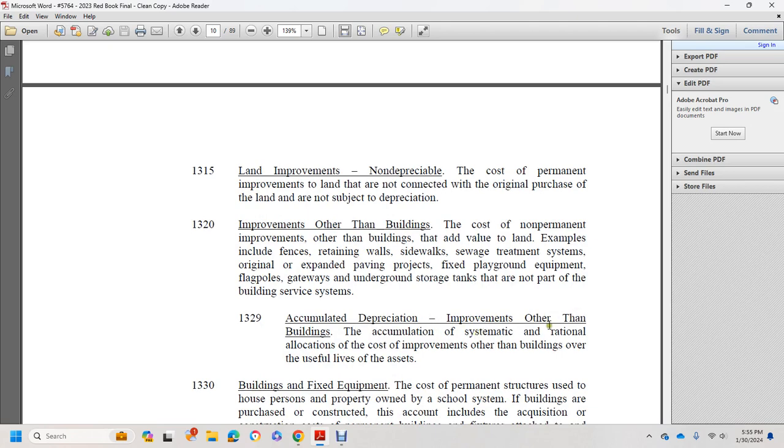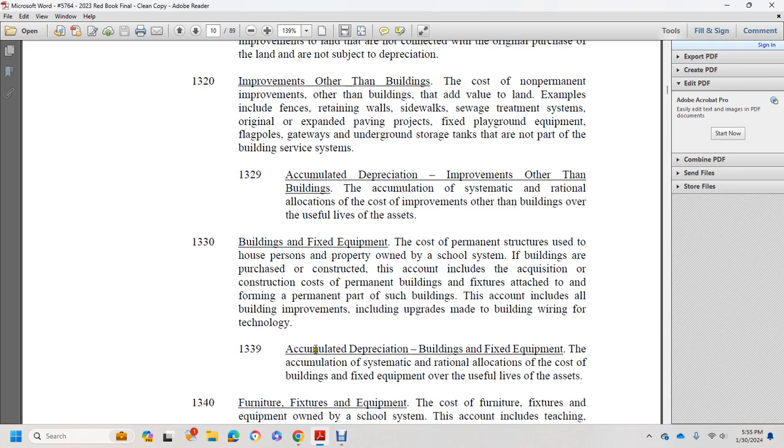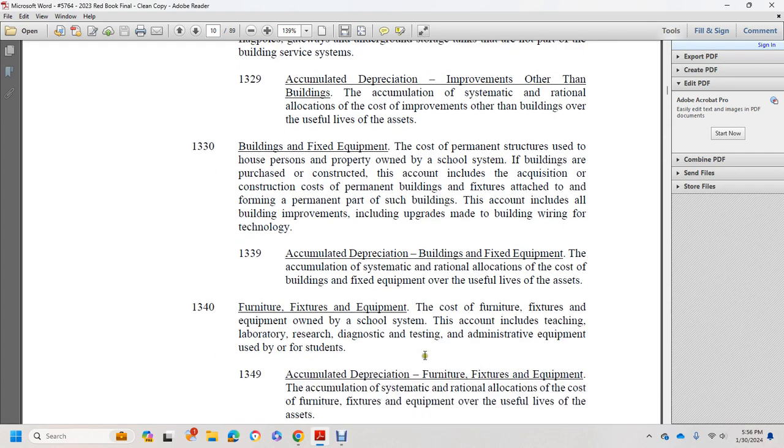The accumulation of the systematic and rational allocation of the cost of improvements other than buildings over the useful life of the asset. 1330. Buildings and fixed equipment: the cost of permanent structures owned by the schools. If the buildings are purchased or constructed, the account includes the acquisition and construction cost of the permanent buildings and fixtures attached to and forming a permanent part of such buildings. The account includes all building improvements, including upgrades of the building and wiring for technology. 1339. Accumulated depreciation, buildings and fixed equipment: the accumulated systematic and rational allocation of the cost of the buildings and fixed equipment over the useful life of the asset.